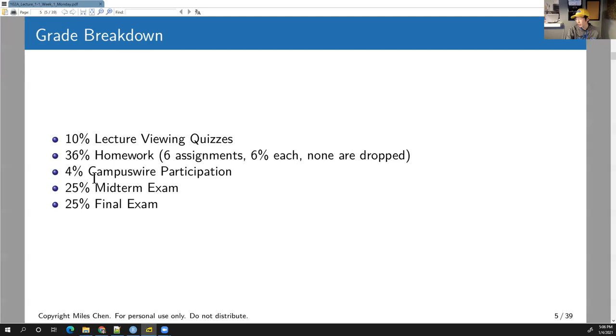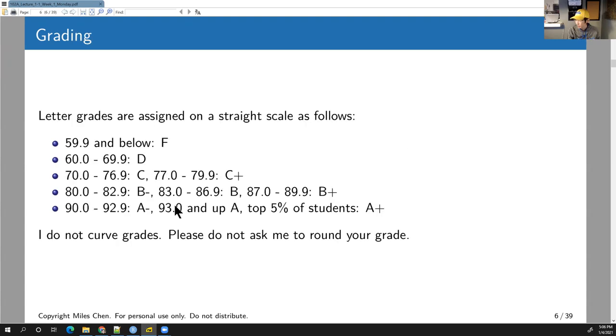On Campus Wire, you'll get points for participation. That's going to count for 4%. There's going to be a midterm and a final, and those will be 25% each. And so that's how we're going to do your grades. I do a straight scale. I think this is pretty standard.